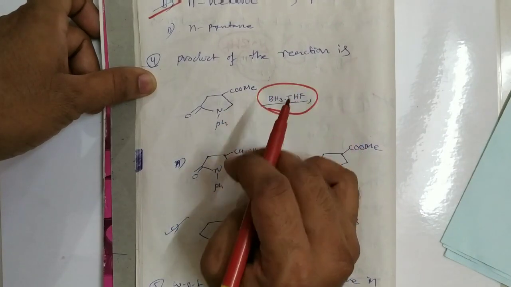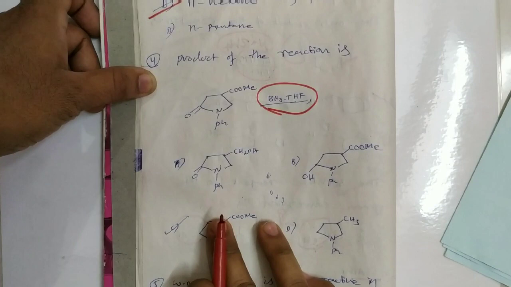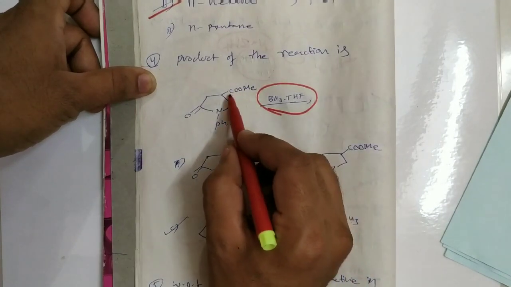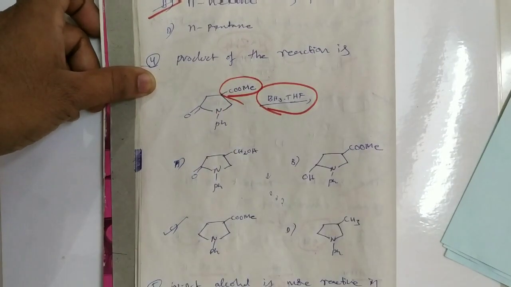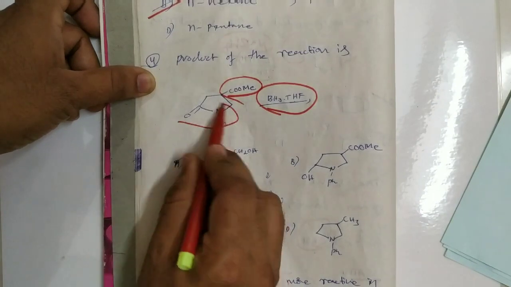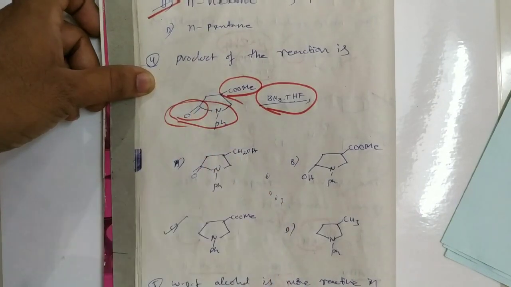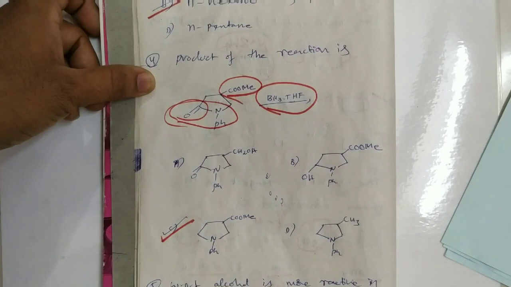Next, the product of the reaction is... in this case, diborane reduces mostly amides and carboxylic acids. In this case, the ester group is not reduced by the borane, but the amide group is reduced. In the amide, C=O is converted to CH2. So option C. Diborane is the specific reagent for carboxylic acids as well as amides. Esters and acid halides are not reduced by diborane.